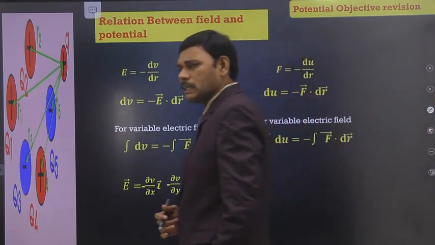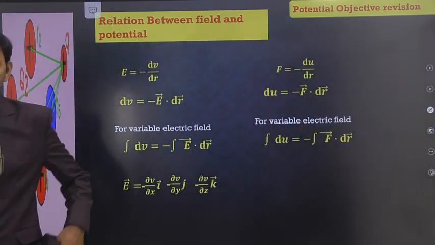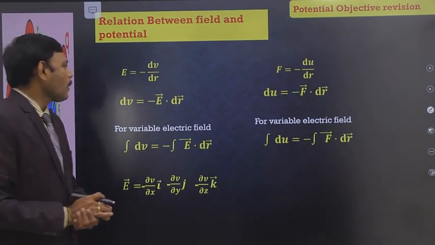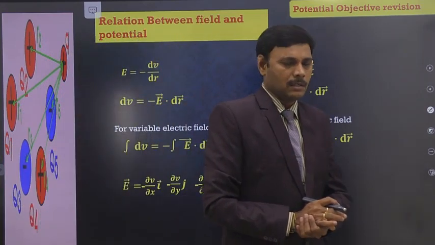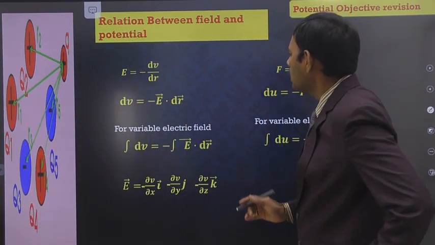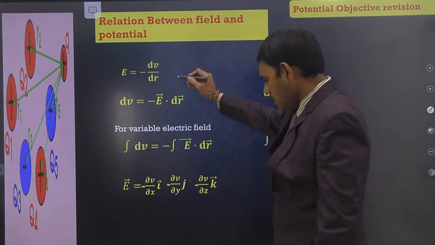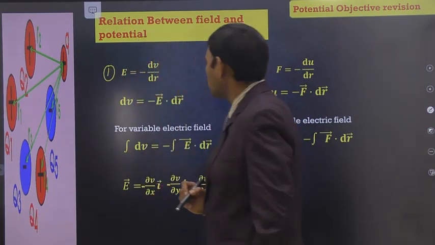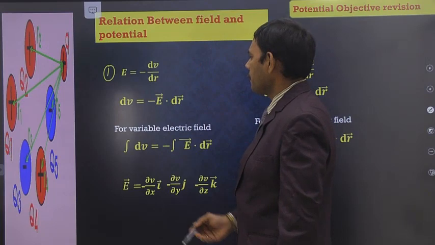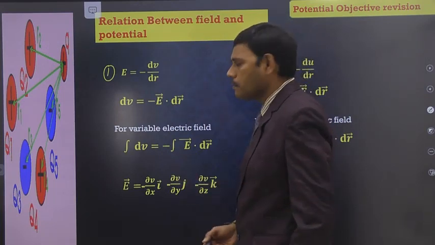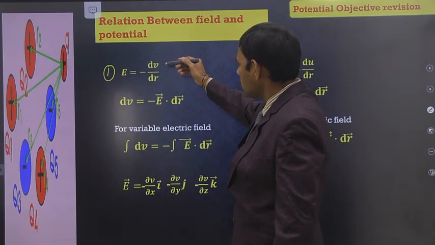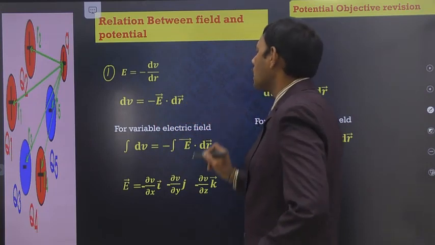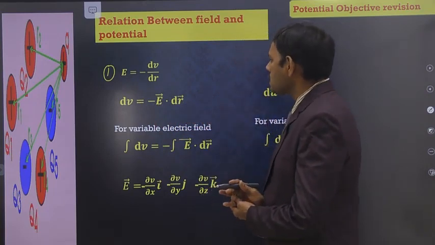One more very important thing regarding potential is the relation between field and potential. Here we know that E is the electric field, and V is the potential. The very first relation is E is equal to minus dV by dr. If V is a function of R, then the electric field at any distance is calculated by the formula E is equal to minus dV by dr, or dV is equal to minus E bar dot dr bar.